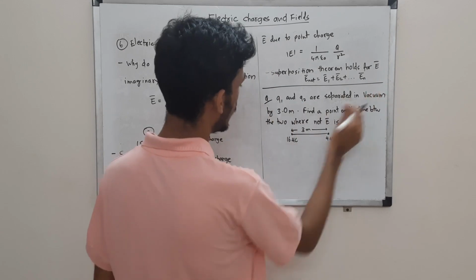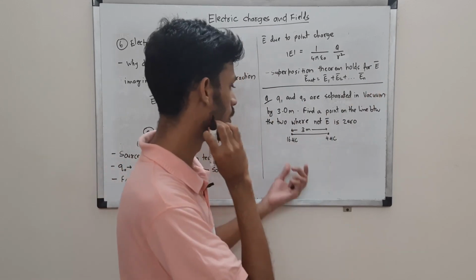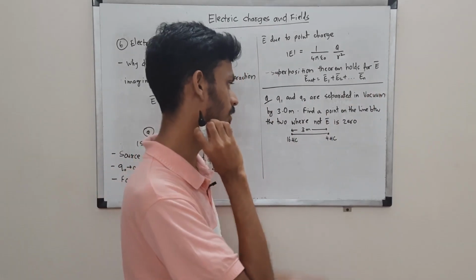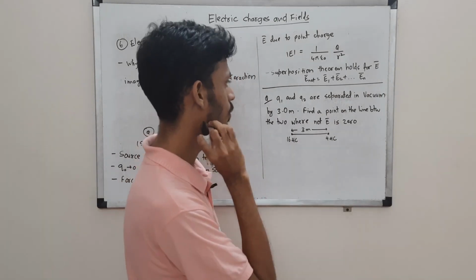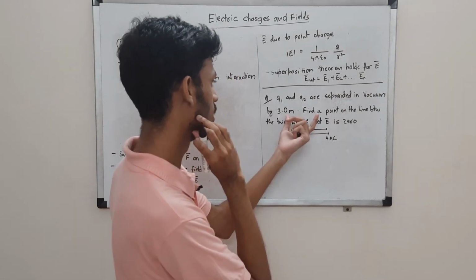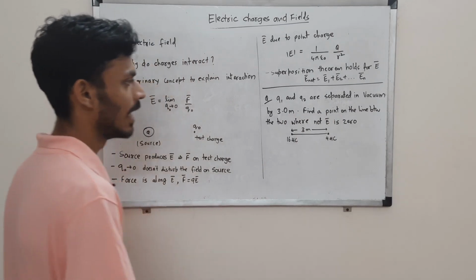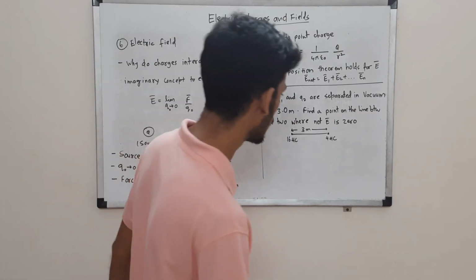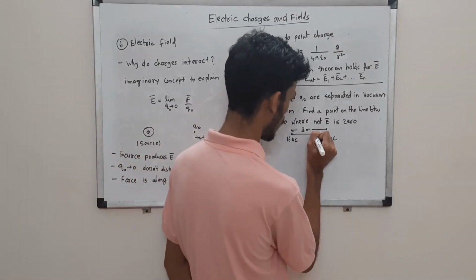So here we have Q1 and Q2, 16 microcoulombs and 4 microcoulombs, separated by a 3 meter distance. Find a point where the net field between them is 0. Okay, so we'll assume that it is at a point x.